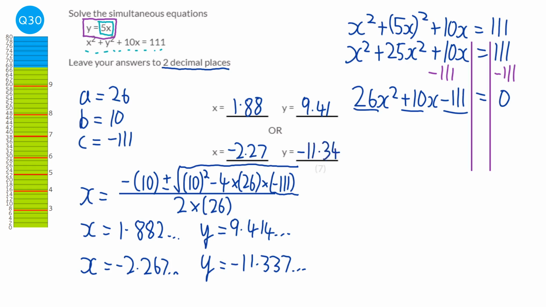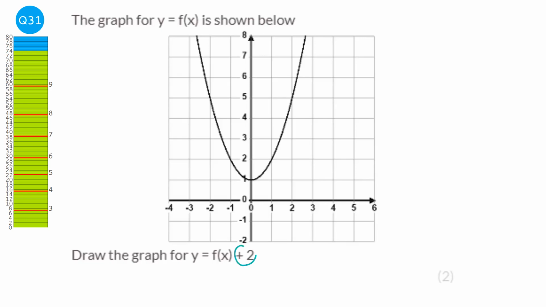We have a plus 2 on the outside of a function, which means that the y coordinates will all just shift up 2 places. So if I look at this point here, I need to shift that up by 2. If I look at this point here, shift that up by 2. The bottom will go to 3, and we're just shifting all of the coordinates up, and then drawing in our new function.